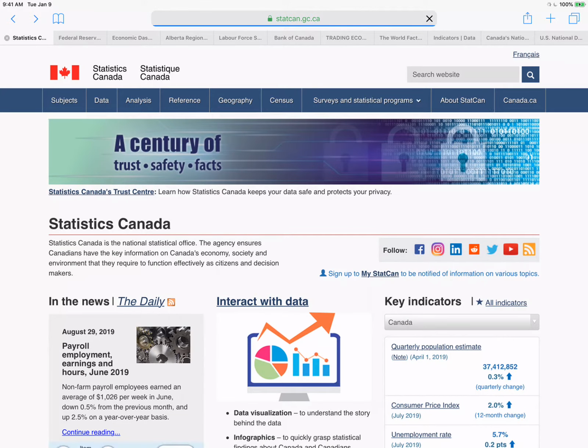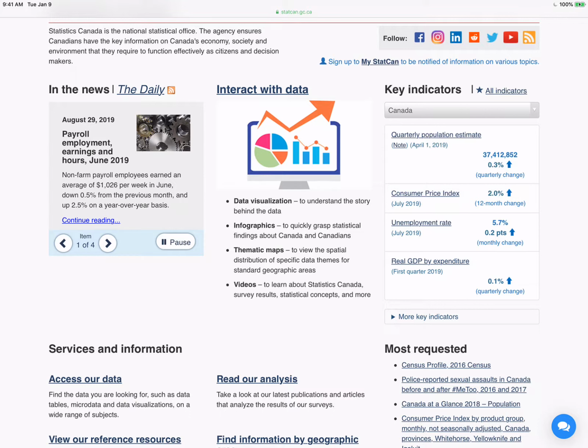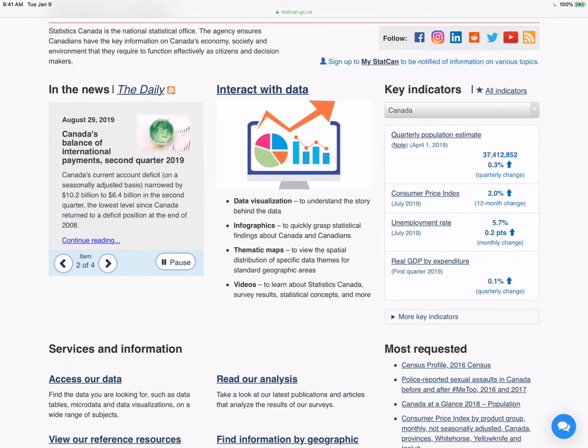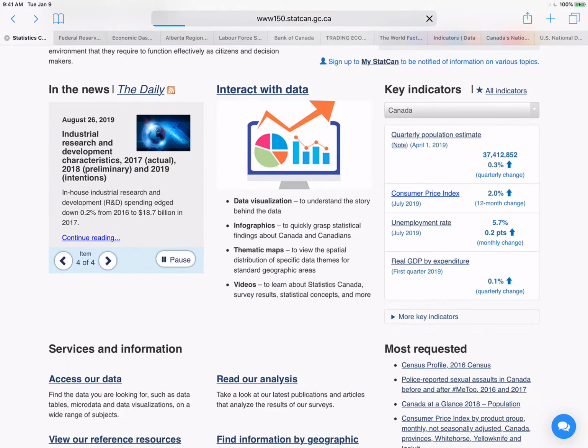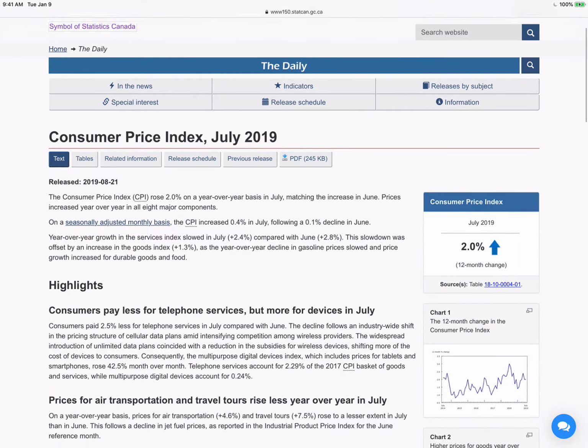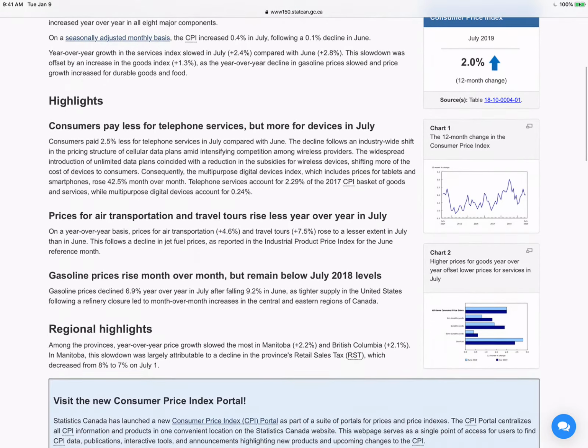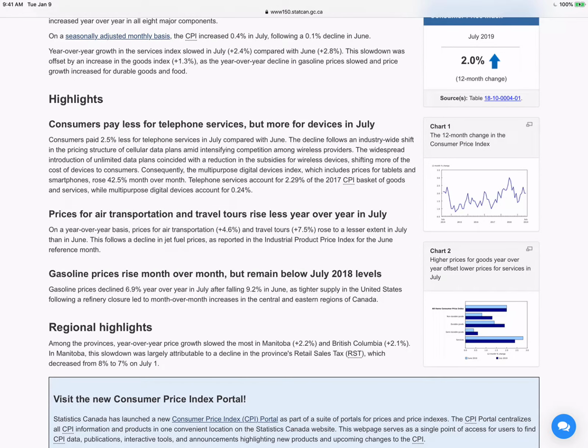So I'm just going to go back to the main page here. So that key indicators list on the right gave us population, unemployment, real GDP. Consumer price index that you see as the second one is a measure of inflation. So we're going to talk this semester about how we measure inflation and what that consumer price index is. And so that shows us there that prices have gone up 2% over the last year. Just like with the other ones, we can click inside, we can get more information as to what is happening to prices over time, and we can get details as to exactly what types of prices are going up.